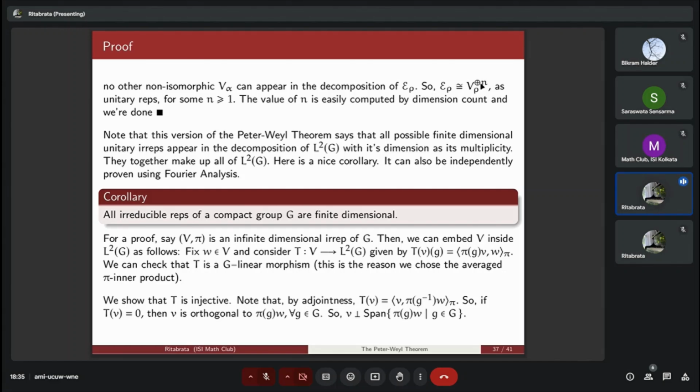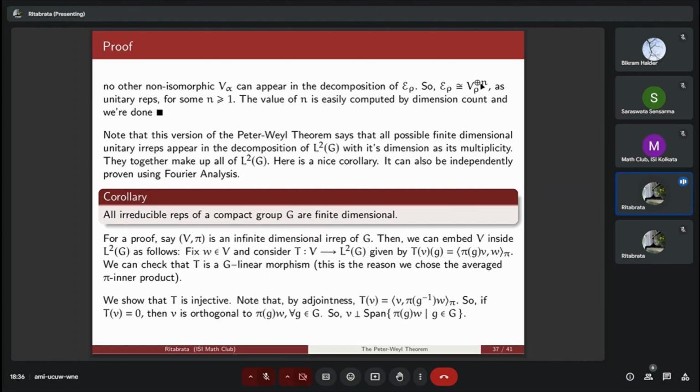So basically, let (π, V) be an infinite dimensional irreducible representation of G. We can embed V inside L²(G) in the following way. Fix w in V and consider the linear map T from V to L²(G) by Tv(g) = ⟨π(g)v, w⟩. Basically you're taking a vector w, fixing it, and trying to map V inside L²(G) by generating a lot of matrix coefficients. We're identifying each vector as a matrix coefficient inside L²(G).